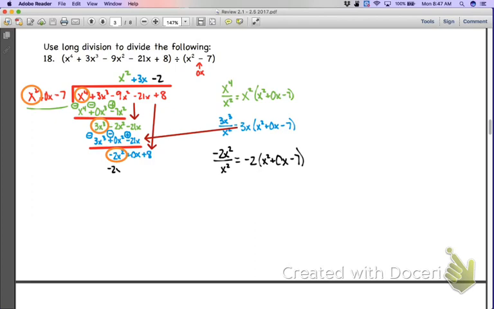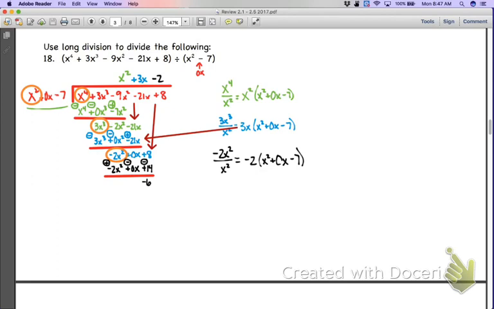So negative 2x squared, that's just going to be 0 again, plus 0x, and positive 14. Change all of those signs. So that's going to be a plus, that's going to be a minus, that's going to be a minus. So 8 minus 14 is negative 6.